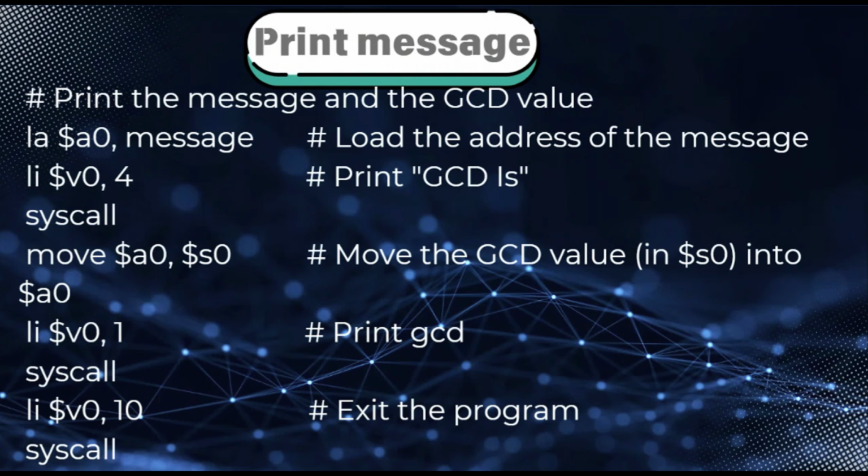Now I will discuss the print section of the provided MIPS assembly code. From the previous slide, we can look at the procedure code. Once the GCD calculation is complete, we print the message GCD is, followed by the value of A. This ensures that the user sees the final result.